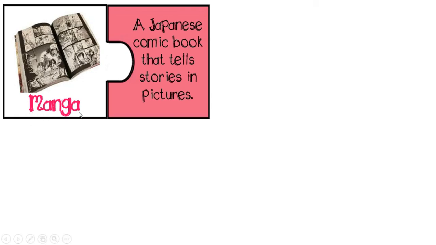First of all, we start with the word manga. It's not a fruit. This is the manga. It's a Japanese comic book that tells stories in pictures. It's very famous in Japan. If you watch the cartoon of Doraemon and Nobi, what does Nobi like? Nobi likes comic books. Comic books are the manga. Okay?